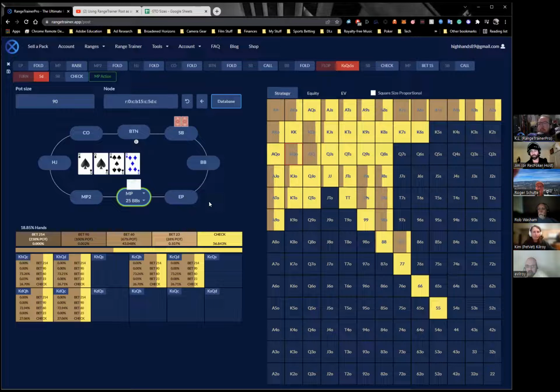Exactly. And what you'll find is by doing that, you're betting some things always, and the other things that you would check most of the time, you're just checking always. And so that's your balance. There's your balance that you're finding.